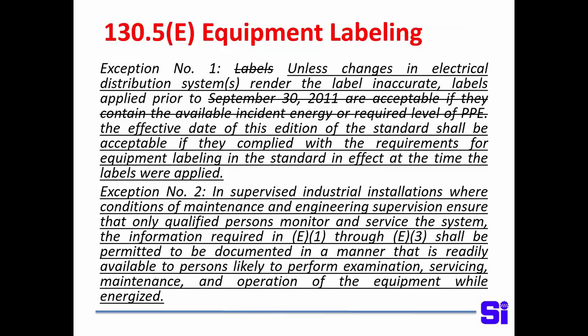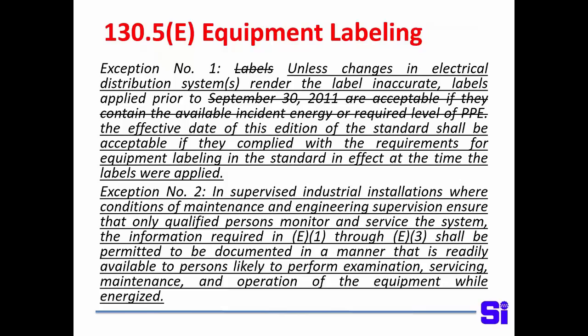So if you have labels and it talks about hazard risk category 0, as an example, and that was acceptable at the time the label was installed, you don't have to remove that label. Actually, the requirement for hazard risk category 0 is still in the standard. It's just not required to be labeled. You still have to wear cotton clothing, safety glasses, and all the things that would go with 0. But it's not required to be put on a label.